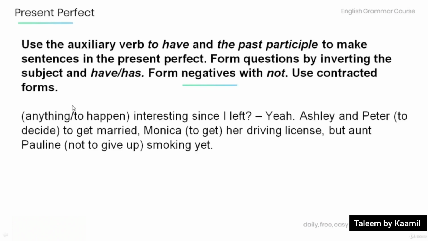And now let's review and practice a bit. Remember that we use the auxiliary verb to have and the past participle to make sentences in the present perfect. Now read the following sentences and form questions by inverting the subject and have or has. Form negatives with not and use contracted forms.